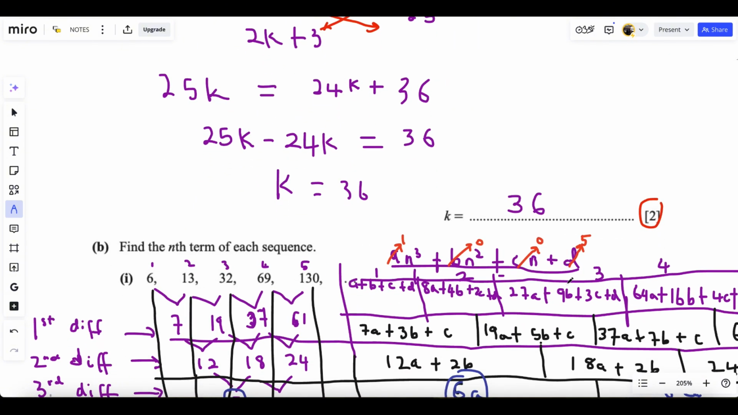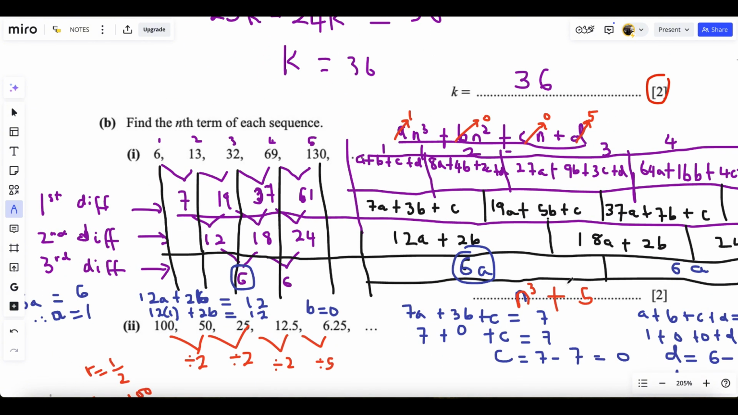So we move on to the next question. This one is a bit long. Find the n-th term of this sequence. This sequence is a cubic sequence. So I recommend you go watch our cubic sequence video on Wisdom Academy. Go to our YouTube channel, Wisdom Academy.